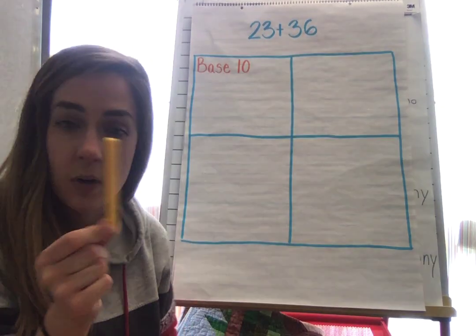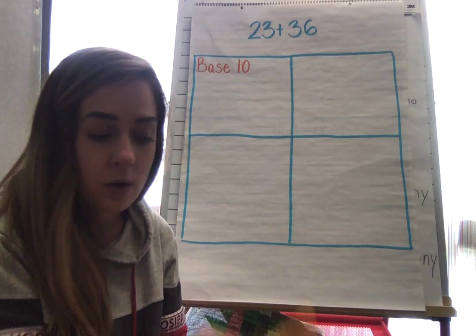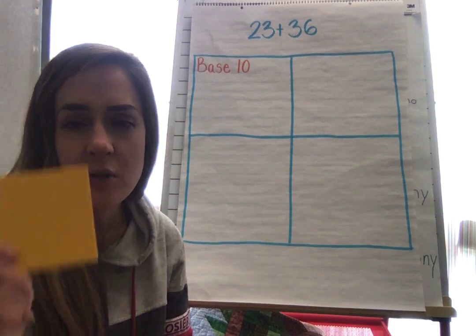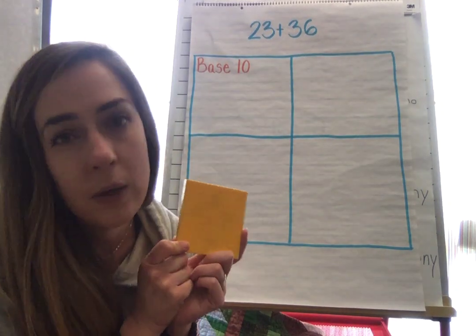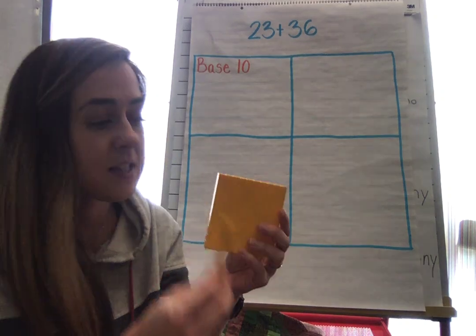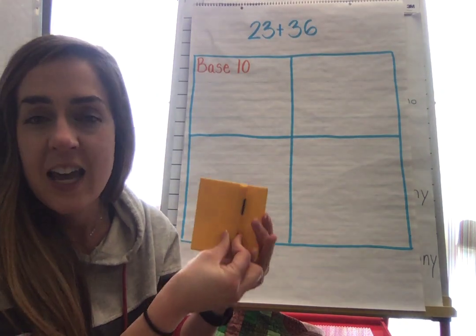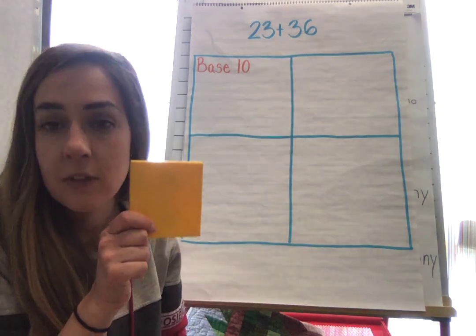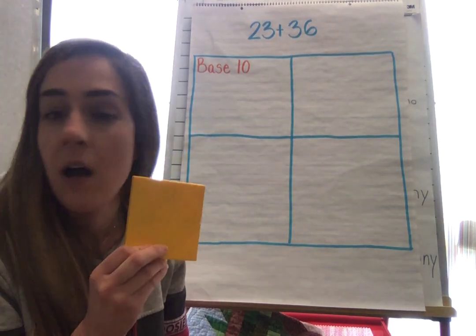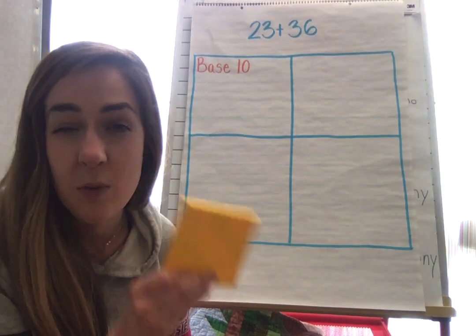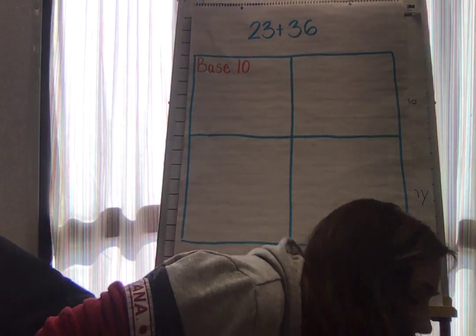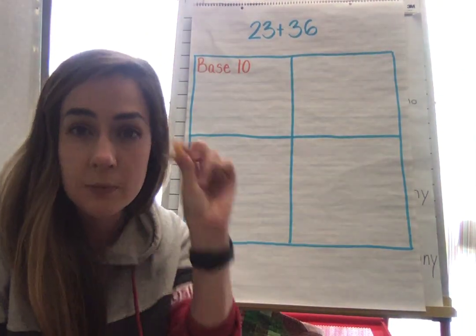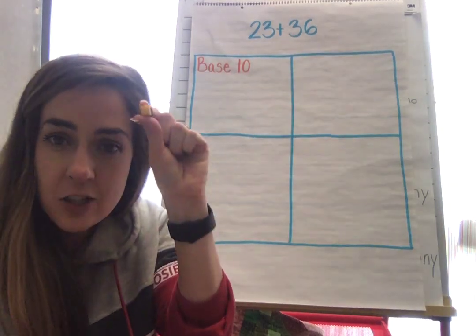This stick is worth 10, this stick is worth 10, this stick is worth 10. We also talk about flats sometimes. Today we won't, but a flat is when 10 sticks are put together and it equals 100. This flat is worth 100. This flat is worth 100. All flats all day long equal 100. And then the last one is a cube. A cube just equals 1.